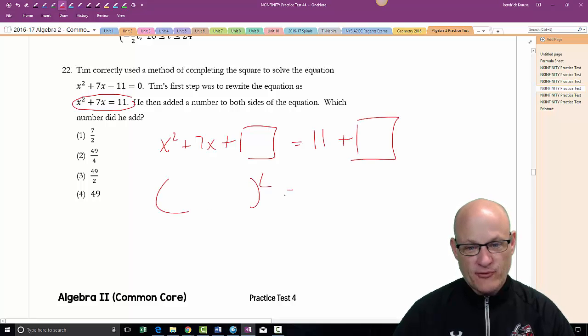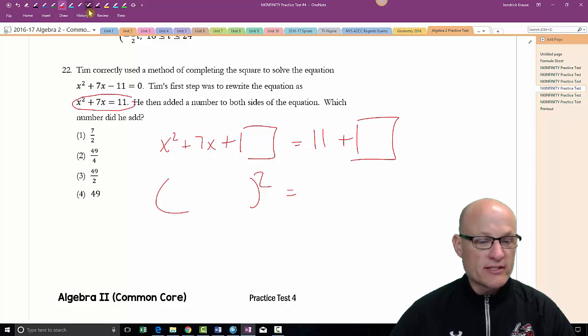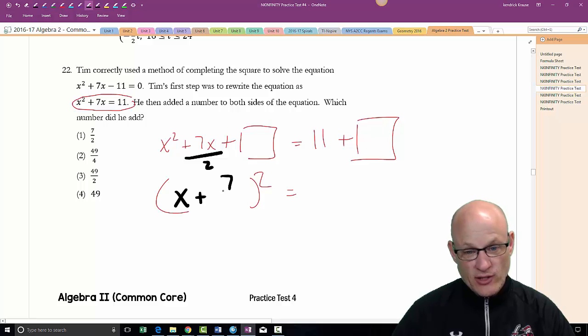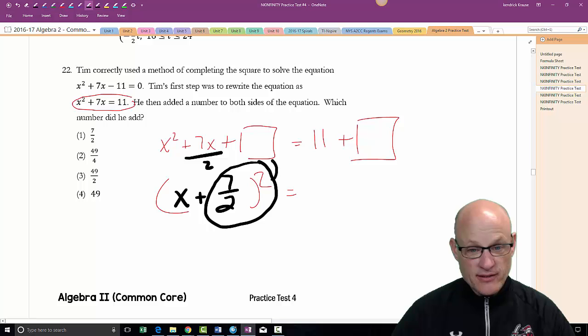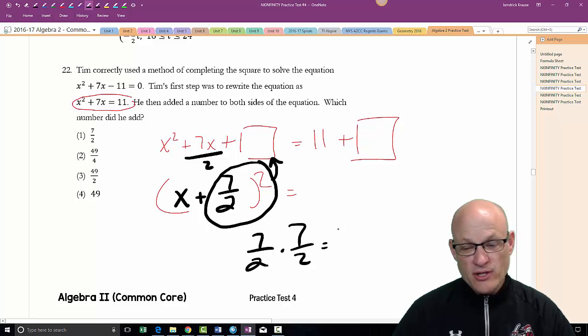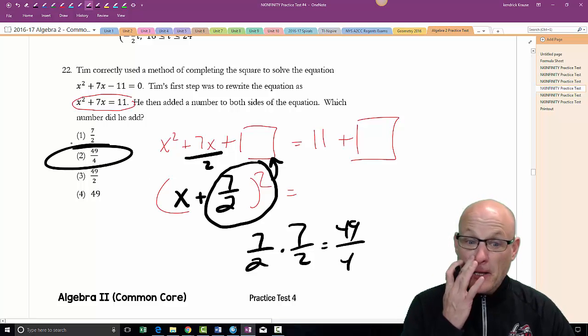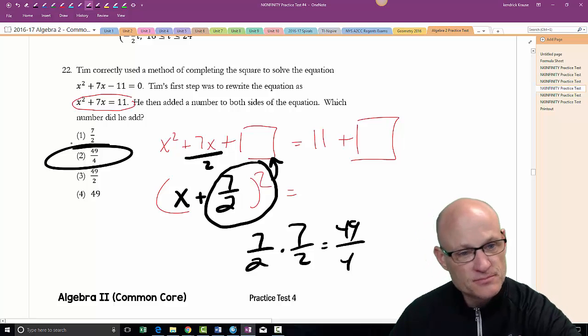Well, if you remember correctly, for completing the square, you want to take half of this. So that would be x plus 7 over 2, and square it to get this. Well, if you square 7 over 2, you get 49/4. There it is, kids. That's the answer. 2 left.